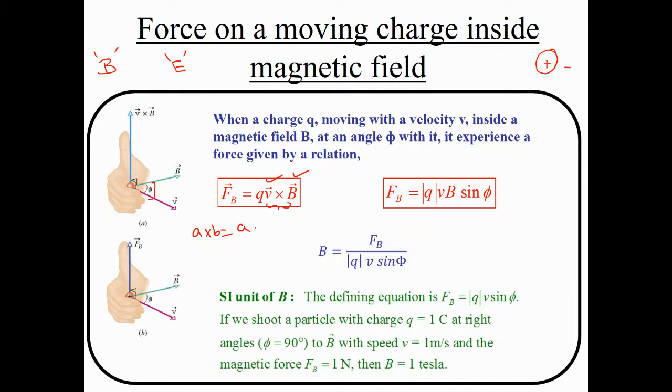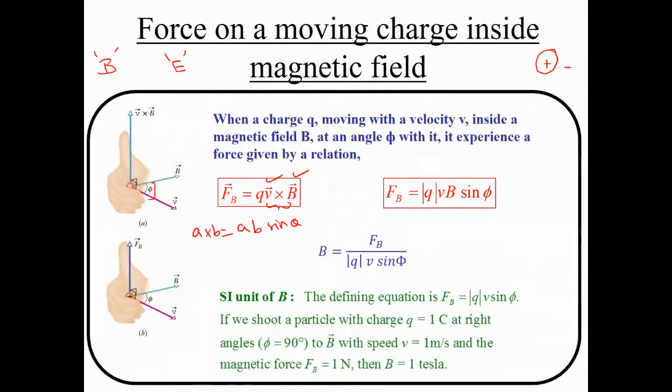We already studied in chapter number 3, vector A cross B. What's the formula for A cross B? AB sine theta. So likewise here we have V cross B, so qVB sine theta. Theta or phi, both are the same, because this theta and phi indicate the angle. If you want to use theta, no problem. If you want to use the angle phi, no problem. Both give the information about the angle.